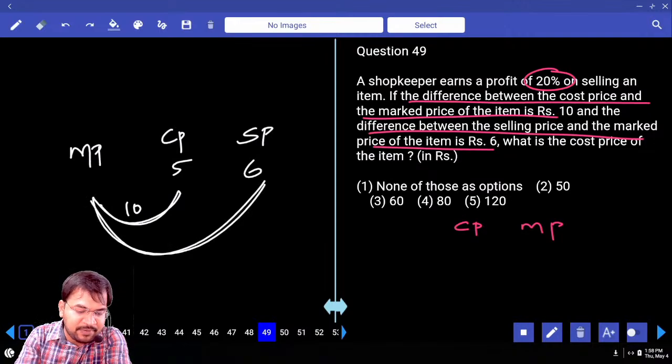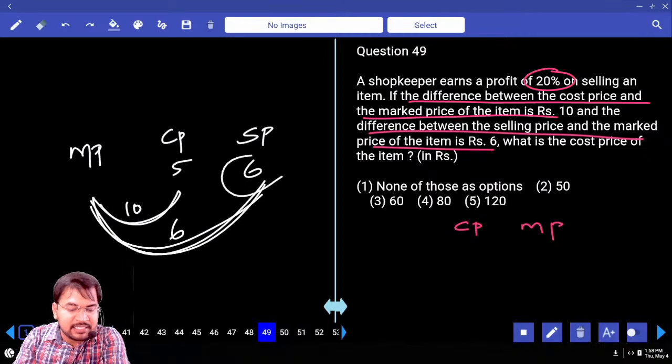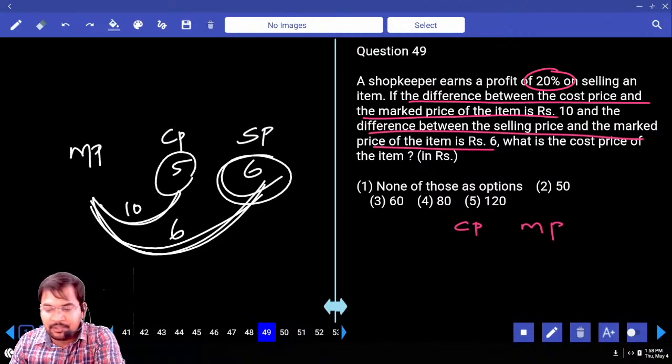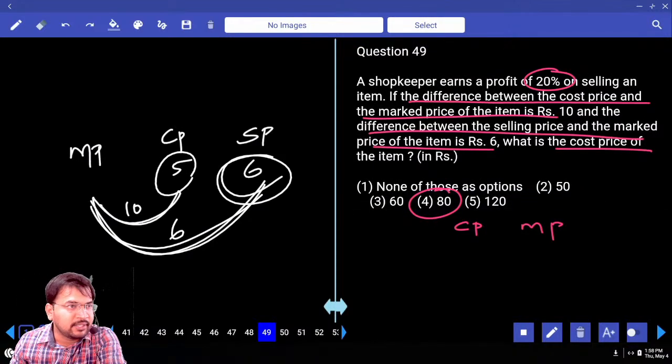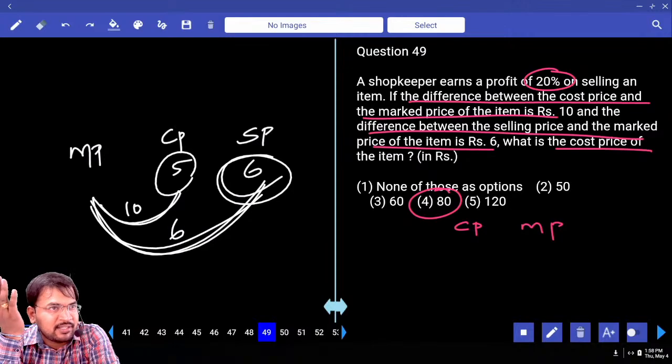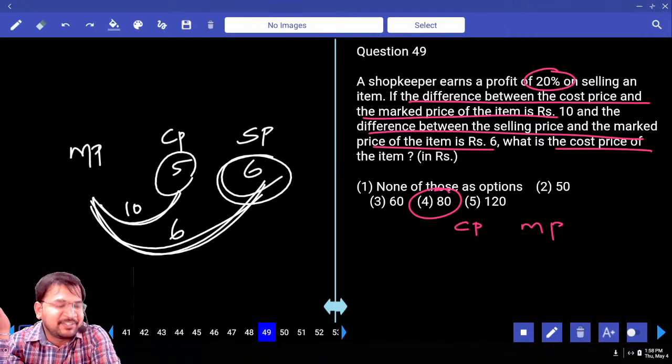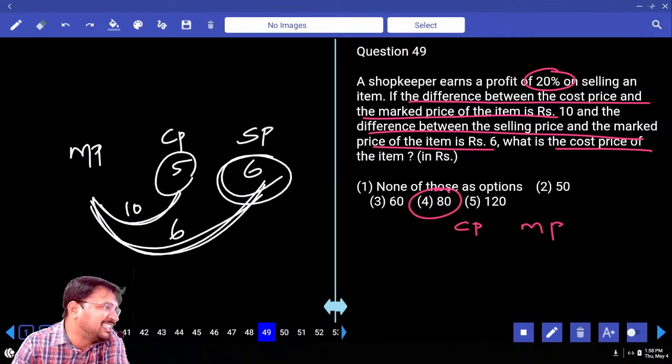Market price and selling price difference is 6 rupees. Selling price is always a multiple of 6. Cost price is a multiple of 5. So that is the reason I am going to take cost price as 80. Why 80, sir? If you take 80 as the cost price, then selling price is a multiple of 6. Profit is 20%. 20% on 80 is 16 rupees. 16 plus 80 is 96. 96 is a multiple of 6. If 5 parts is 80, 6 parts is 96.